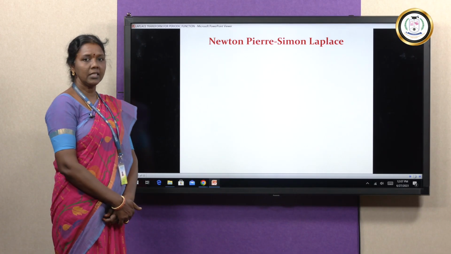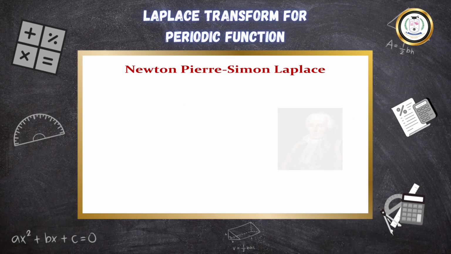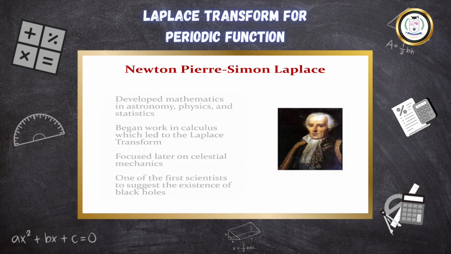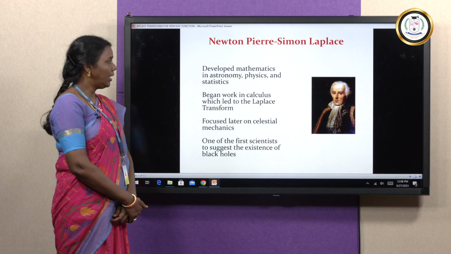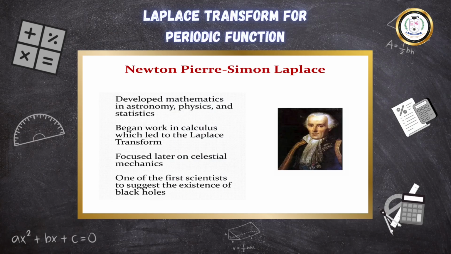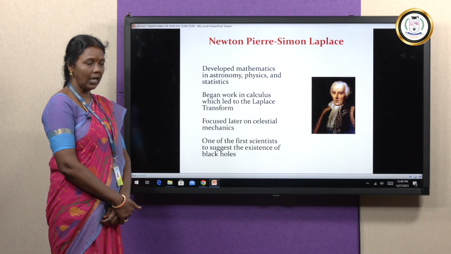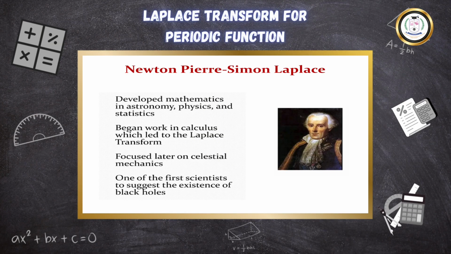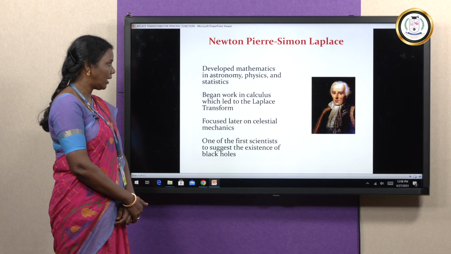Simon Laplace is a French mathematician. He has done many application-oriented problems in mathematics, astronomy and physics, also in statistics. He began his work in calculus, which leads to Laplace transform. So, Laplace transform is based on calculus, and he focused on celestial mechanics, and he is the first scientist who suggests the existence of black holes.